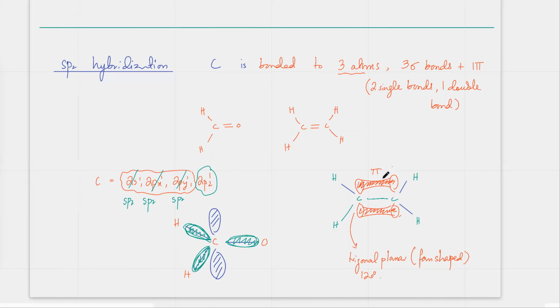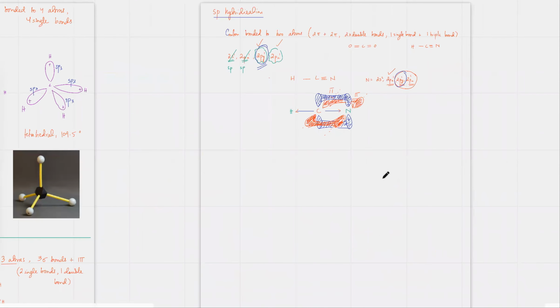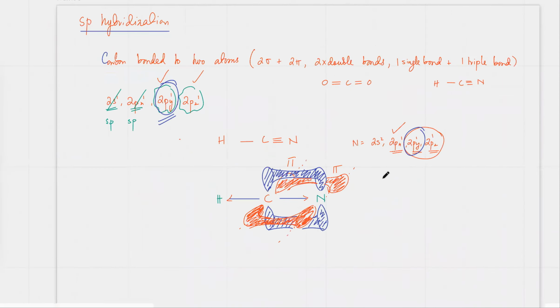Yes, sir. And the last one is confusing because in the last one, in sp hybridization, I mean, drawing the diagram is out of the question. You can't really draw this diagram. It's a three-dimensional diagram. You can't be expected to draw this. So what happens in the last one?